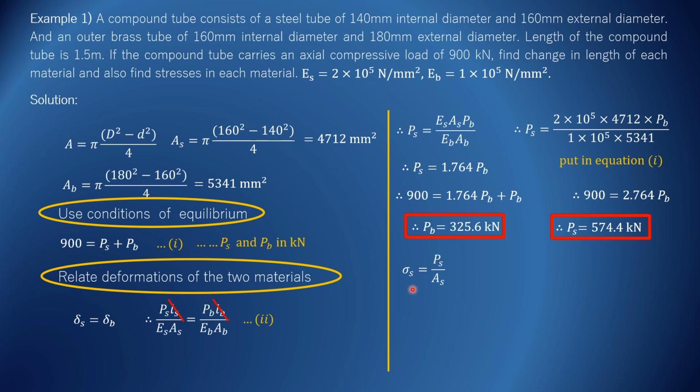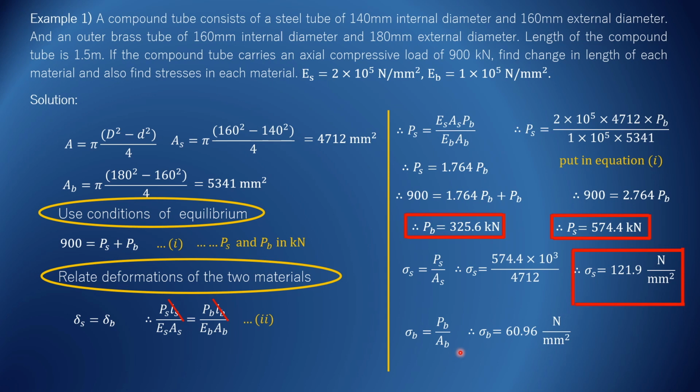Now stress in steel is load on steel divided by cross-sectional area of steel. Stress in brass is load on brass divided by cross-sectional area of brass. So just substitute the values and get the answers. Now, is it a complete answer? Tell me. Is there something missing in the answer?